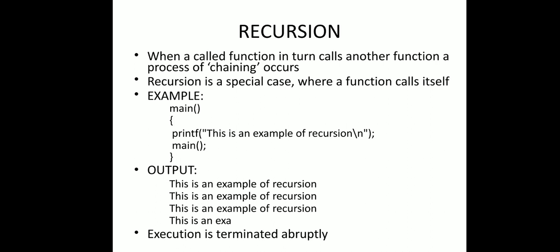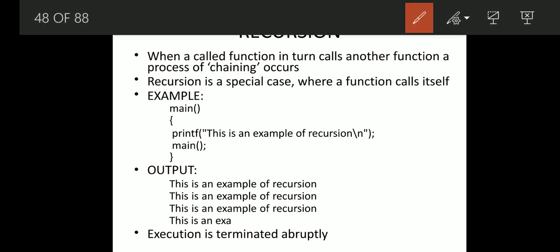Let's see one example where main is the function. Inside the main we have printf. This is an example of recursion. This statement will be printed, and then we are calling the main function. So you can say that this particular main function is calling itself. Inside the main function we are calling the main function again. So it is called recursion, and these types of functions are called recursive functions.